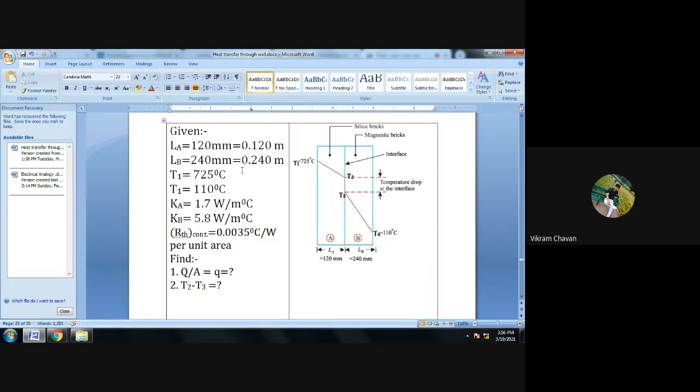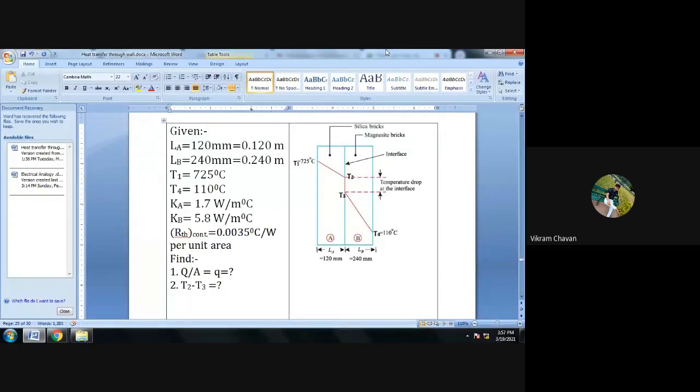T1 is equal to 725 degrees Celsius, and T4 is equal to 110 degrees Celsius. Then the thermal conductivity of silica brick, that is K suffix A, is equal to 1.7 watt per meter degree Celsius.